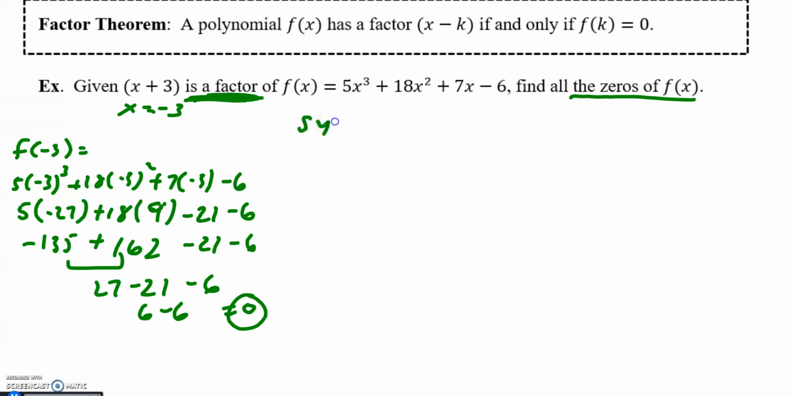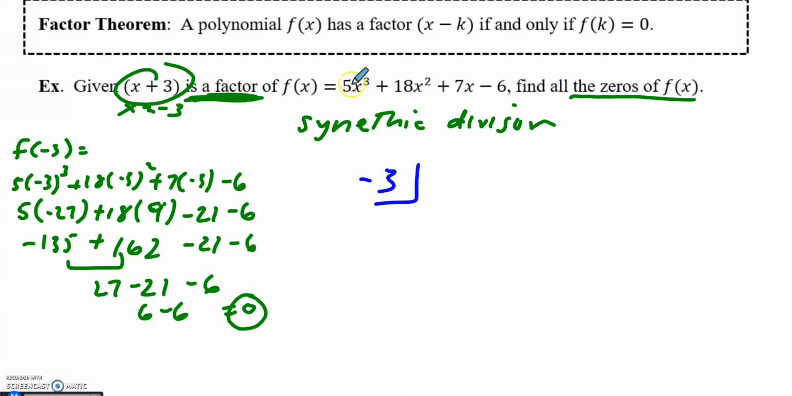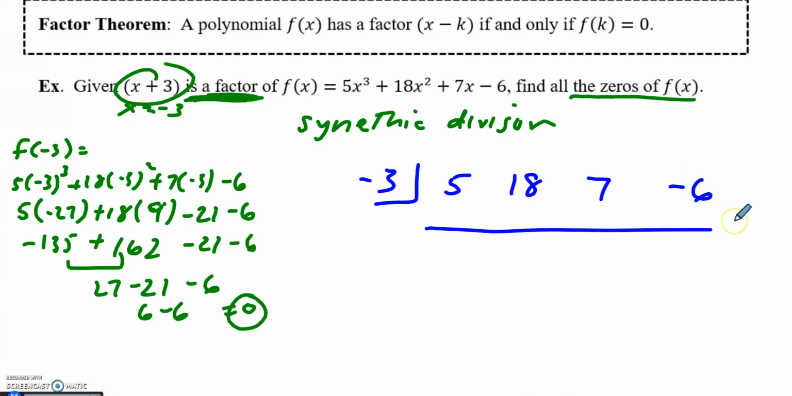So what we would do is use synthetic division, because notice that what I'm dividing by is a linear factor. So I would take negative 3, because I got that from here. I would write out all my lead coefficients, 5, 18, 7, and negative 6. There's nothing missing. I would draw my line, carry down the 5, multiply and combine, multiply and combine. So I'd get negative 15 when I multiply, combine down, negative 9 diagonally, combine down, positive 6, and I combine down, and there again is showing me that I have a remainder of 0.